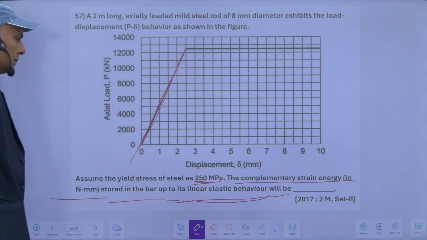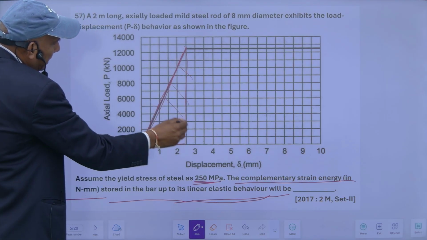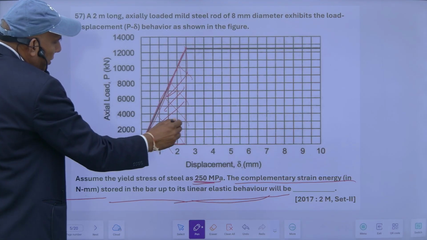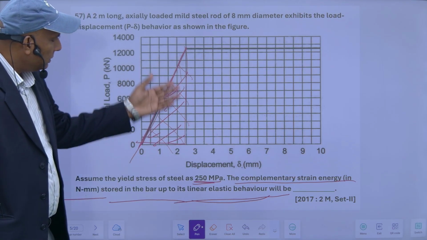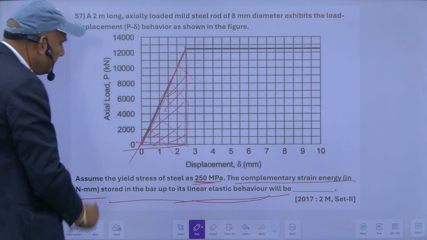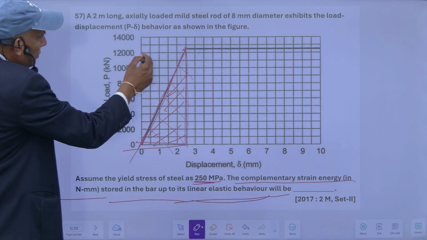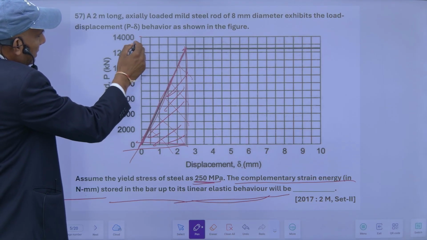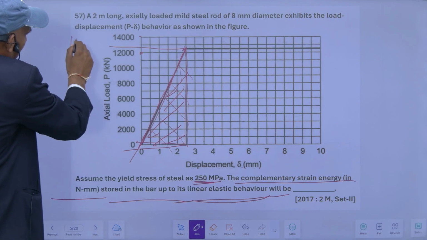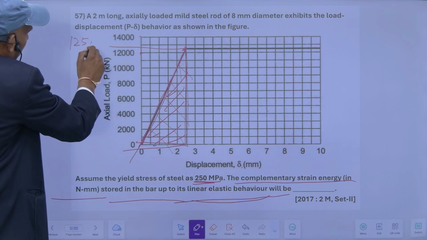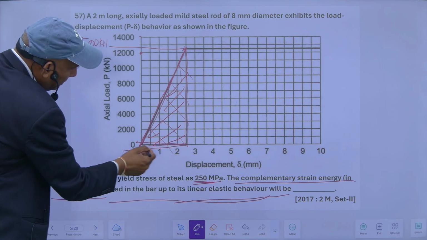So up to this, if I draw a line here, the area of this portion will give the strain energy. So this load displacement curve will give the strain energy in Newton mm. The area of this much is, this is 12,000, this is 14,000, so this will be 13,000. So this is half, so it will be 12,500 kilonewton. So this is the load, and this is how much?